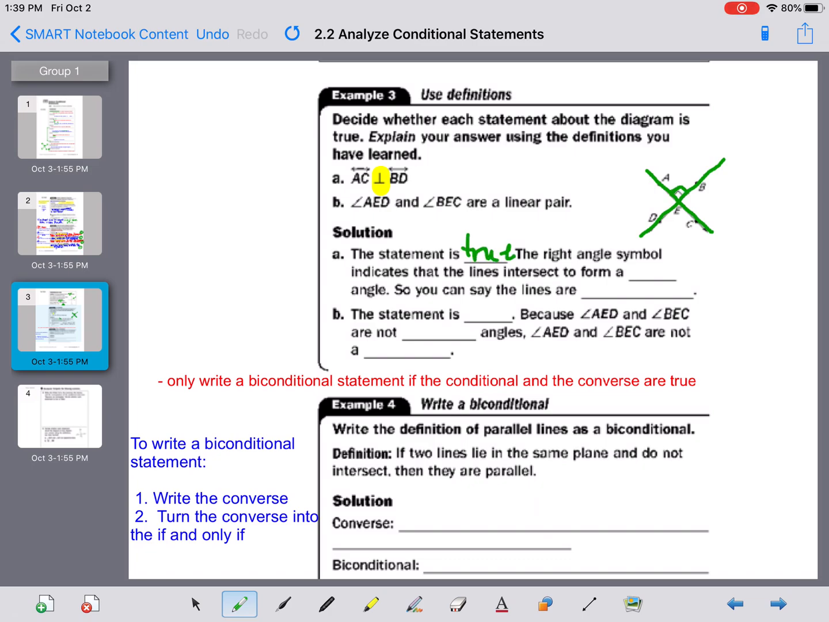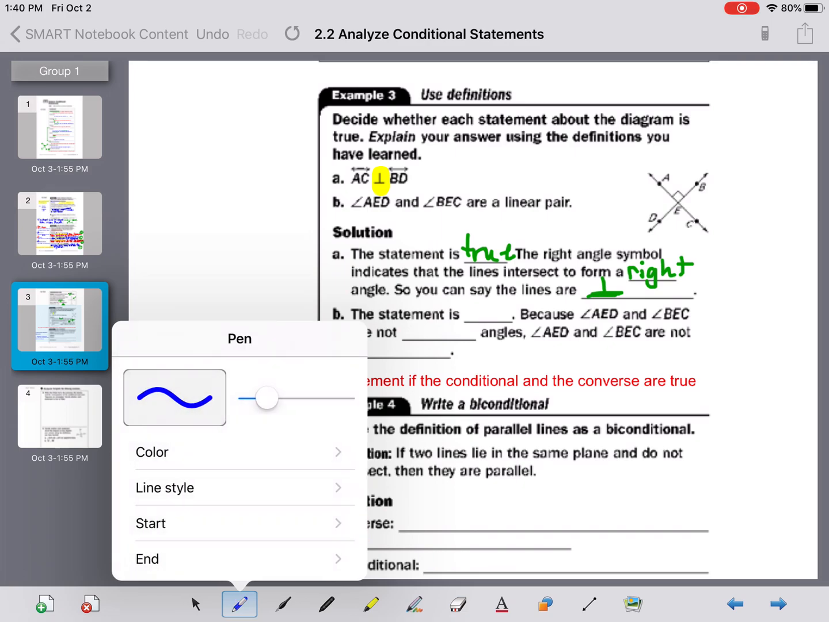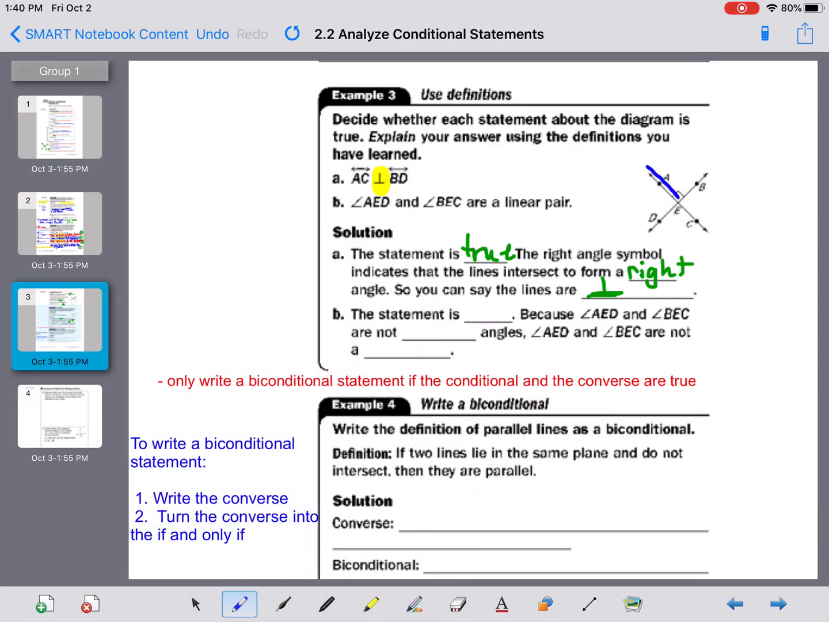I'll tell you what, if that right angle was not there, you cannot assume that. So this one is true. The lines intersect to form a right angle, and you can say the lines are perpendicular, okay? The second one here, looking at the same picture, it says, is the statement AED, so AED is this angle right here, and BEC, that's this angle over here, are they a linear pair?